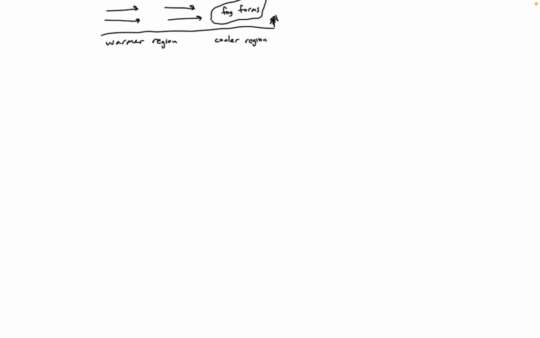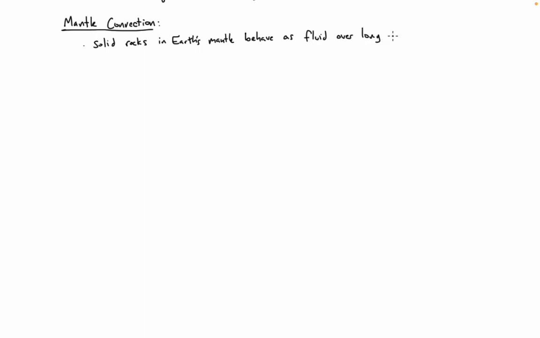All right, so we're going to finish with a final example of mantle convection, and we'll talk about both the overall motion, but also what is going on that allows solid rocks to move. Look at a little bit of detail at that. So solid rocks in Earth's mantle behave as a fluid over long time periods.